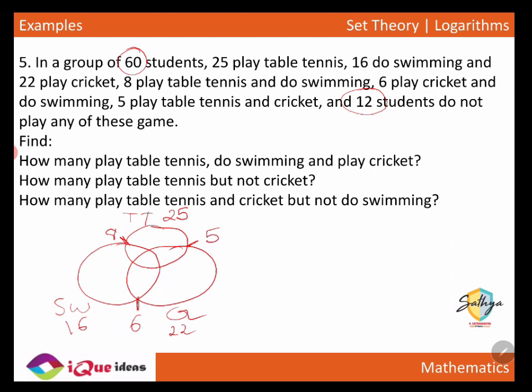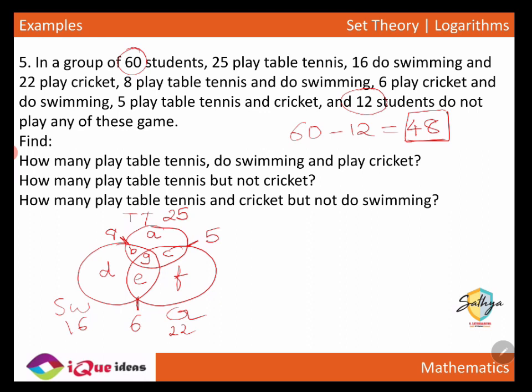So, out of a total of 60 students, when 12 do not play any games, that means the circles will all add up to only 48. So, all the numbers in the circle should add up to 48. So, let's put variables here. Let us say A represents only TT, B represents TT and swimming, but not cricket. C represents TT and cricket, but not swimming. D represents only swimming. E represents swimming and cricket but not table tennis. F represents only cricket. And G represents all three.